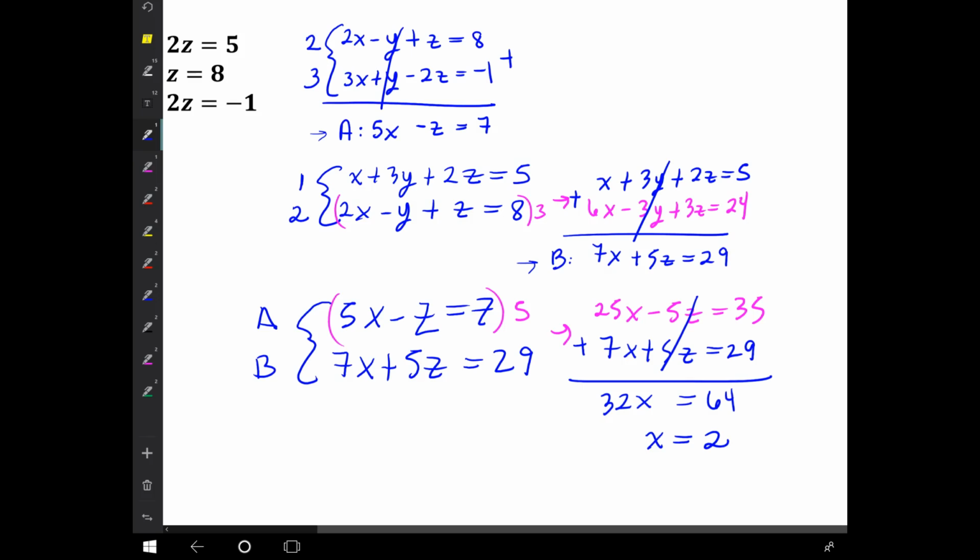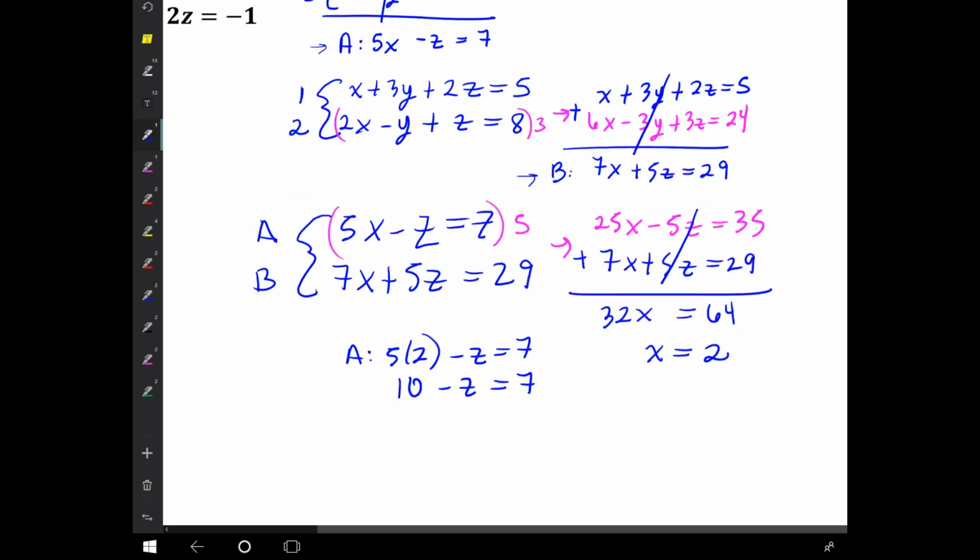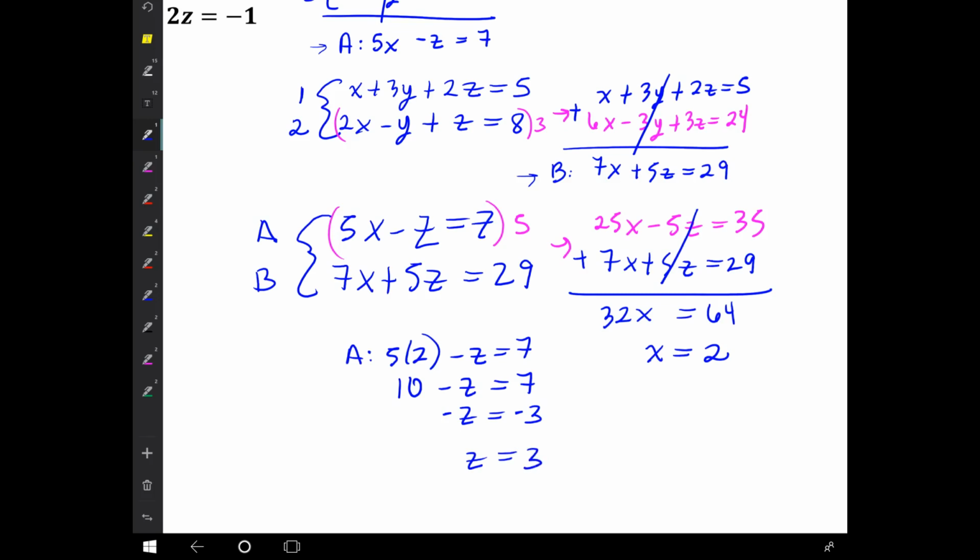And then what do you think we would do with x? Plug it into A or B, right? To solve for variable z. So if I plug it into A, I would have 5 times 2 minus z is equal to 7. So 10 minus z equals 7. Subtract 10, so negative z is equal to negative 3. And z is equal to 3. Okay, that was step 3.